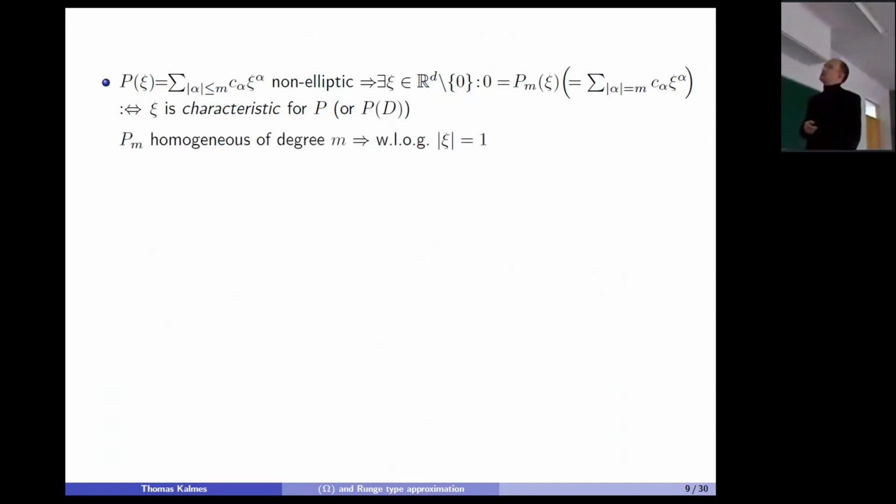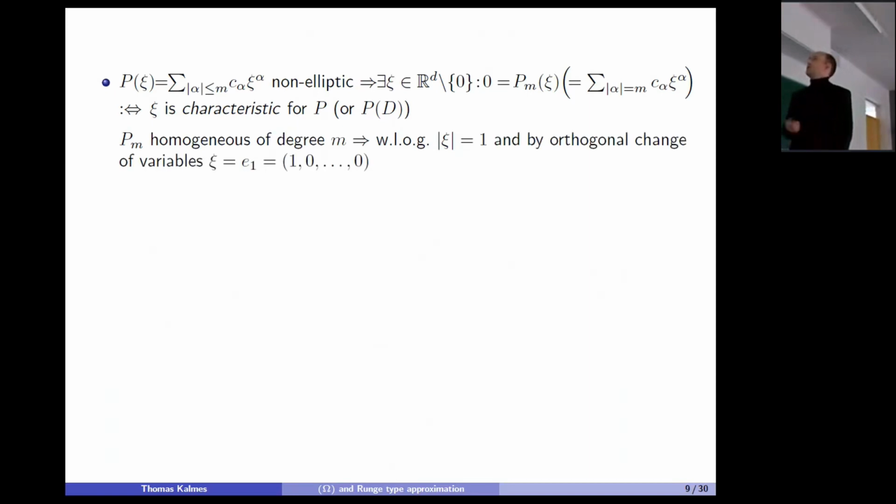And since this principal part is homogeneous of degree m, whenever we have such a characteristic vector, we can assume without loss of generality that it is a unit vector, and we may change the coordinates by an orthogonal change of variables to assume that the first unit vector e1 is characteristic for this polynomial P.